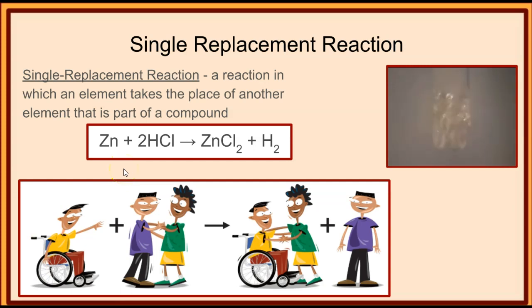This reaction can be shown with a cartoon analogy of kids at a dance. And in this case, we have a single person joining their friends who are dancing. The single person dances with one of the friends, but that leaves the other friend alone. Just like how the zinc replaced the ion hydrogen, leaving the hydrogen on its own.